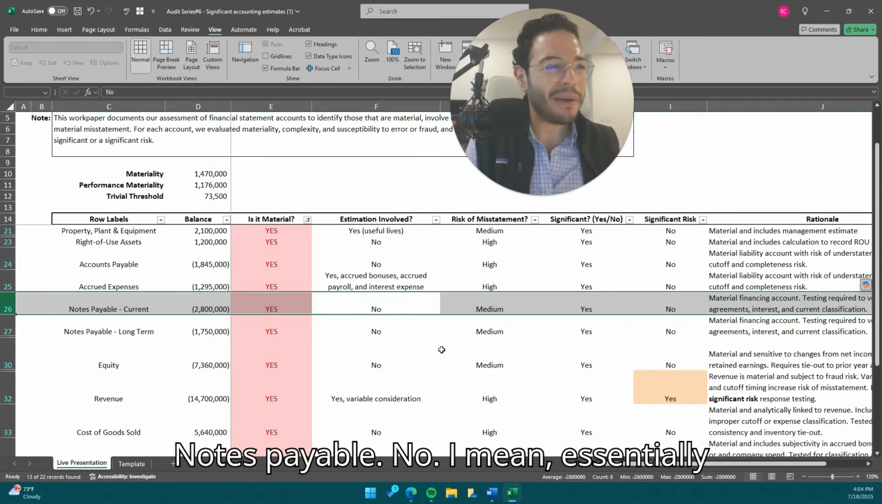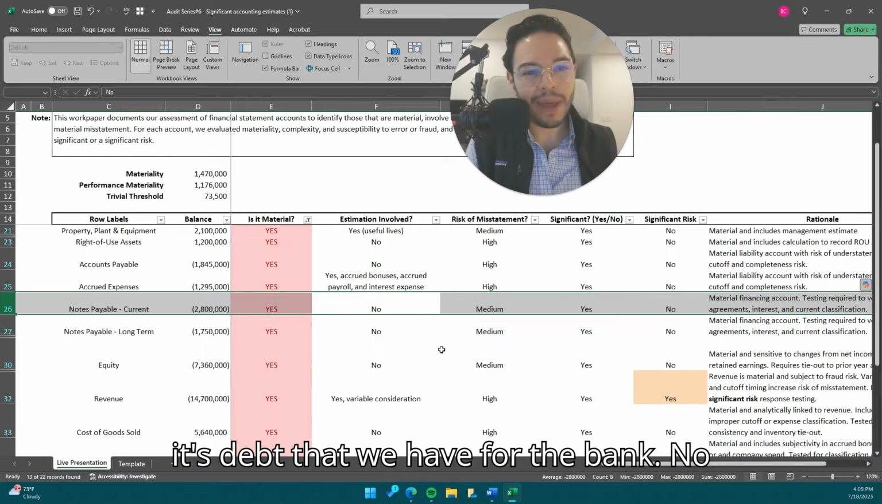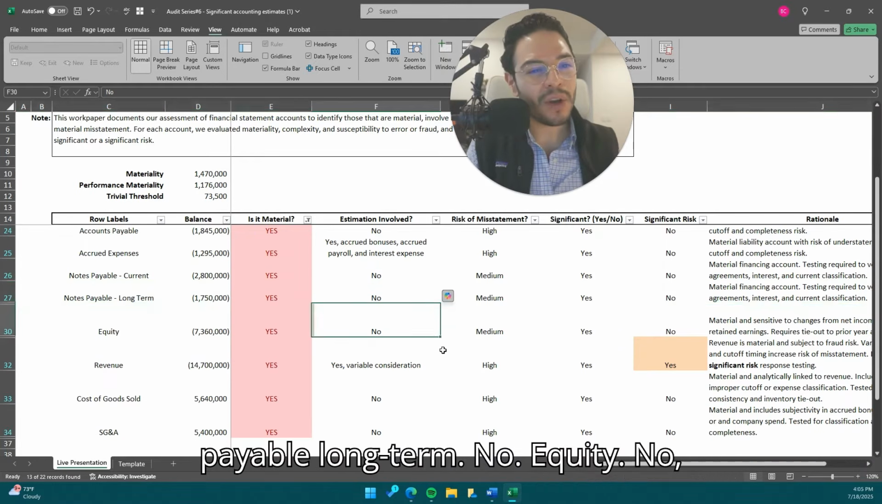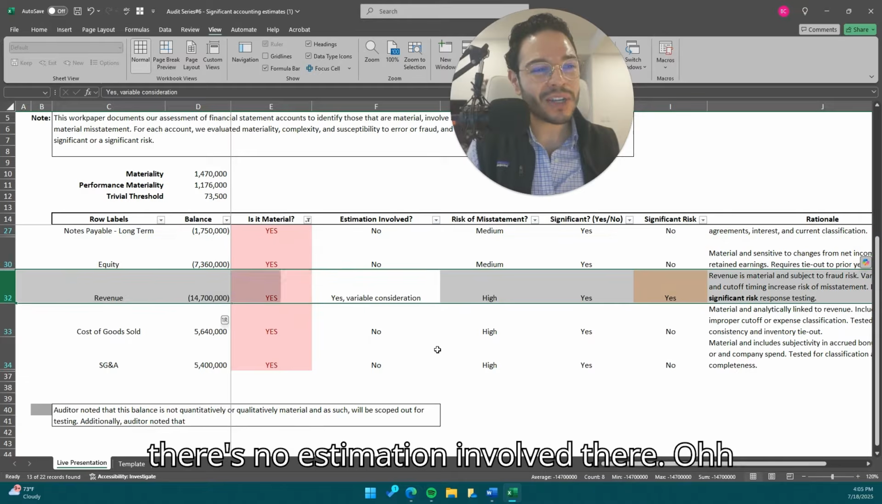Notes payable, no. I mean, essentially, it's debt that we have from the bank. Notes payable long term, no. Equity, no. There's no estimation involved there.